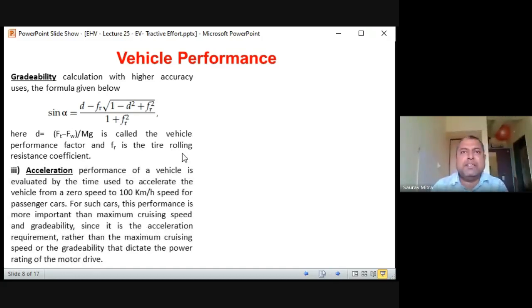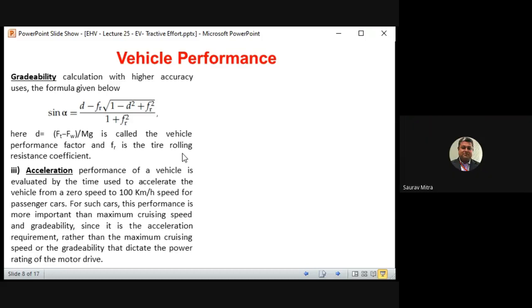So these are the first two parameters: how much is the maximum speed and how much is the gradability, that is how much inclination the vehicle can go through. That is called gradability. The last one is acceleration. What can be the maximum acceleration of the vehicle? All this we have studied in module 1 in the second part. The same formulas I am bringing here but with respect to EV.